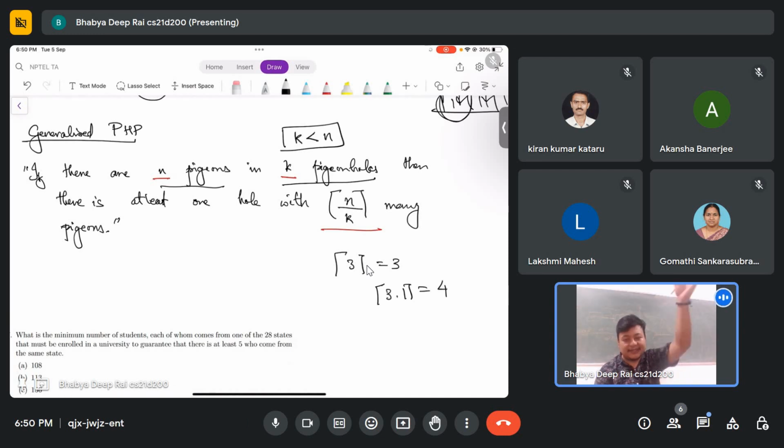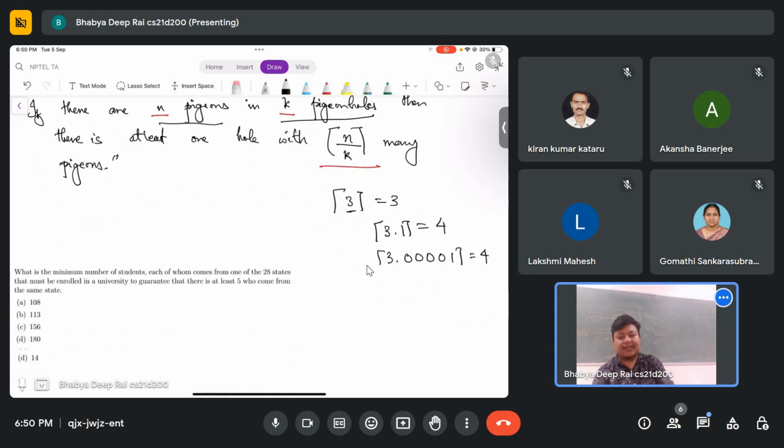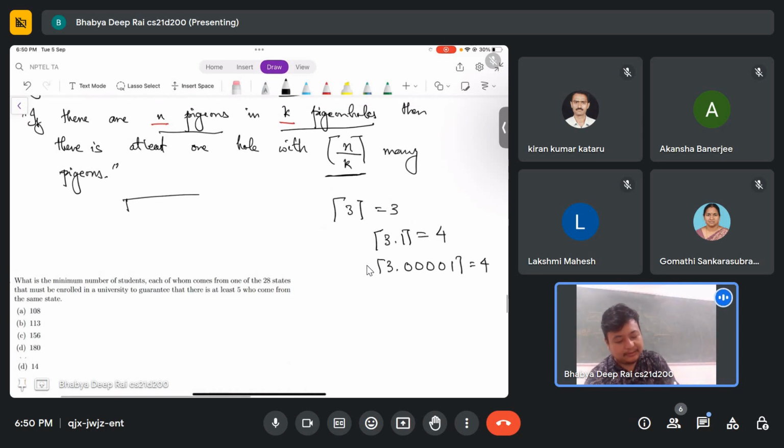The nearest greater integer. So 3.00001 gives 4. But for the case of 3, the nearest integer greater than or equal to it is actually 3. This is what is meant by ceiling, because k may not always divide n. So if there are k holes and you are putting n pigeons, there is at least one hole with ceiling of n by k pigeons.